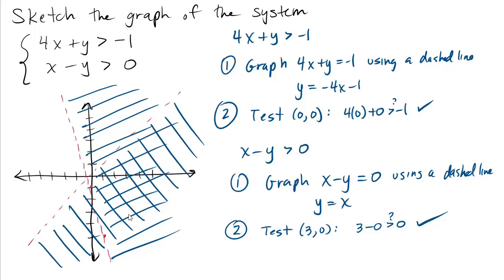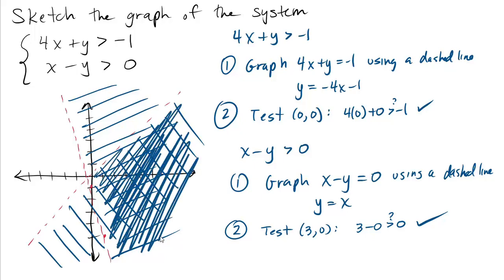And now you can see the overlap sits down here, kind of on the right side of both lines. To indicate that for sure, I'm just going to shade this in a little bit darker. And there are our solutions.